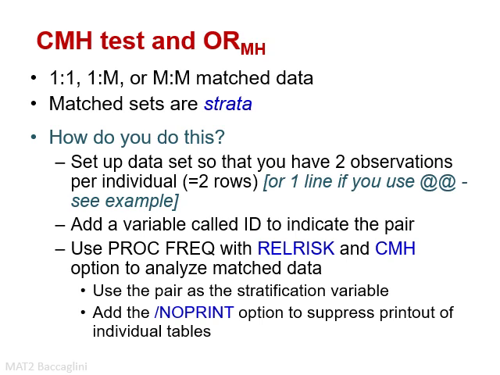You add a variable called ID to indicate the pair. This is for a 1-to-1 matched design. And then you use the CMH option to analyze the matched data. So the pair becomes your stratification variable, and just to distinguish this, we will say that we are stratifying on the pair. If you have many pairs, let's say you have 100 twins, you want to add the NOPRINT option. Otherwise, you're going to see an individual table for each of the pairs printed out.